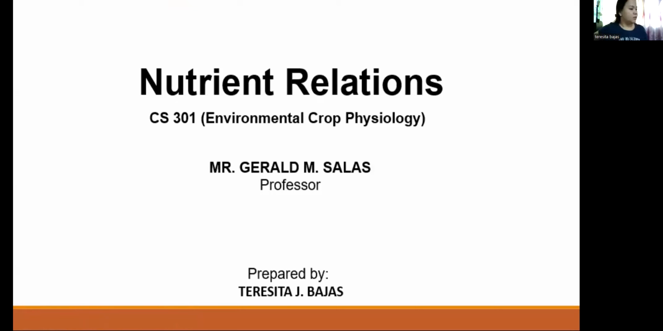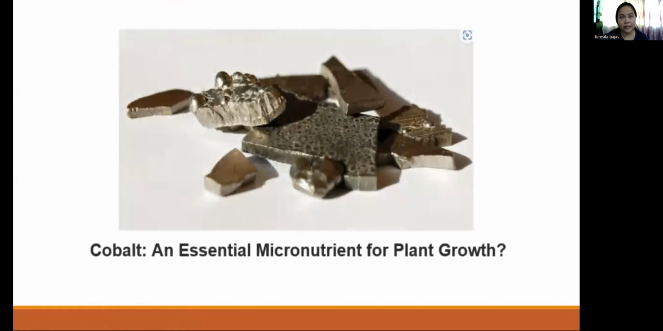So good morning, happy lunch mga classmates, sir. Bilisan lang po natin, 20 seconds lang po. My case study is all about nutrient relations, and ang napili ko pong topic ay all about cobalt, which is now classified as a beneficial element. So hindi po siya kabilang sa micro-essential at sa macro-essential. Ngayon po, i-persuade ko po kayo na si cobalt ay isang essential micronutrient for plant growth.